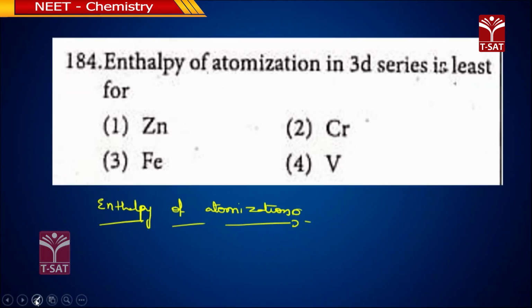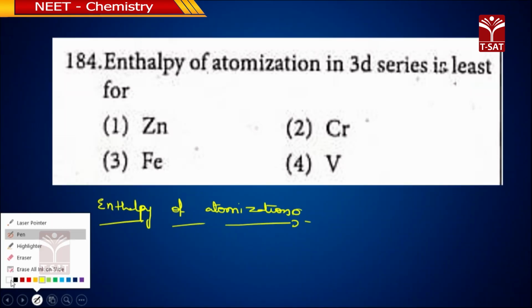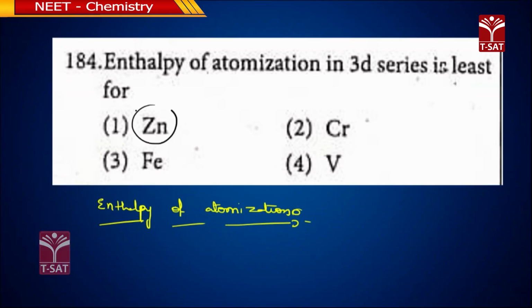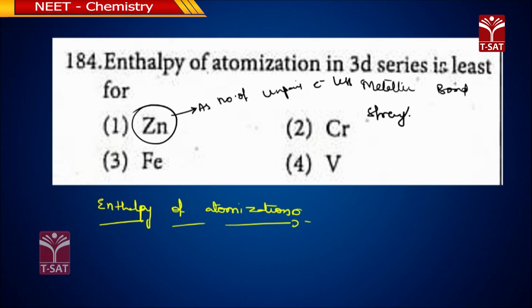So, the metallic bond is weak. Which one has a weak metallic bond? Zinc has a very weak metallic bond. Why does zinc have a very weak metallic bond? Because the number of unpaired electrons is less, the metallic bond strength is also less.